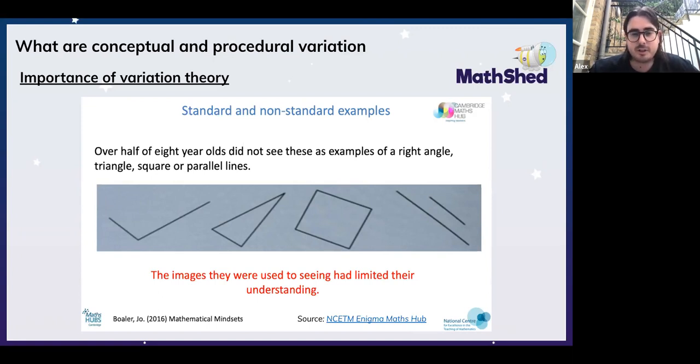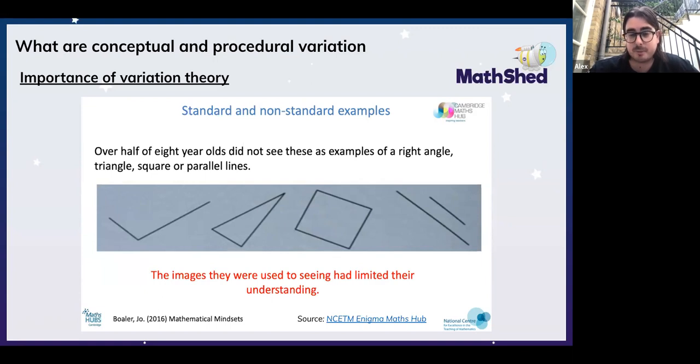Really, we should be showing children all of these and allowing them to see, okay, squares don't need to be along a horizontal line for them to be a square. The same with right angled triangles, and the same with right angles. It needs to again be part of our classroom practice that we're showing children these shapes at different perspectives and angles, such that children can identify them.